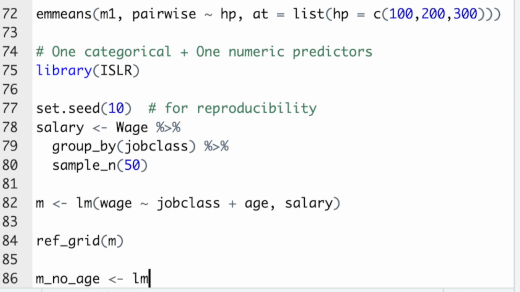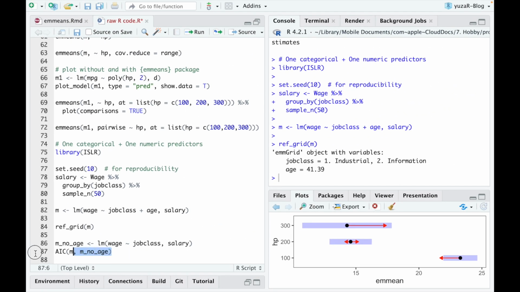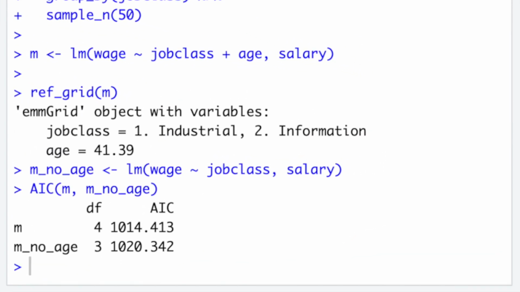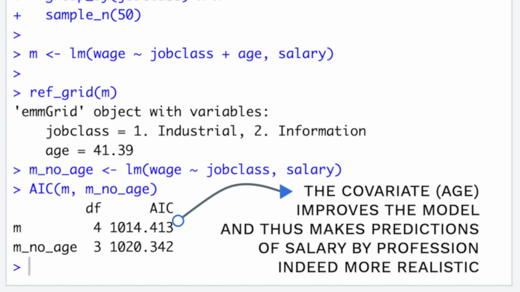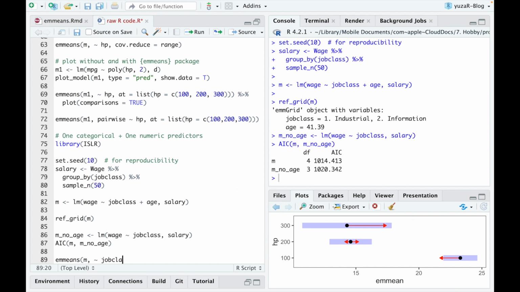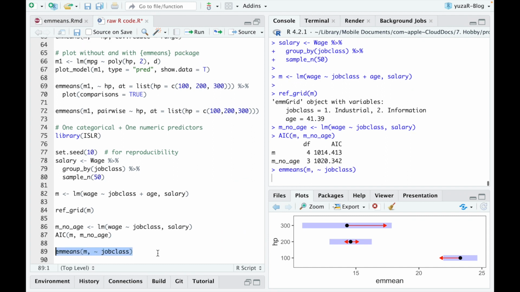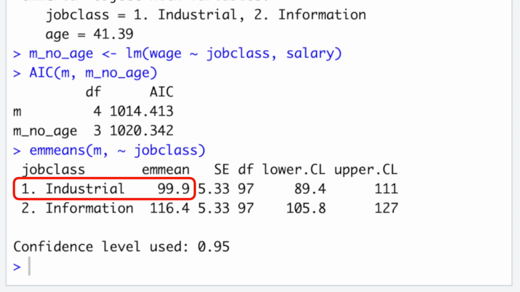If you wonder whether we really need any covariate at all, you can compare the Akaike information criterion of a model with to the model without this covariate. The lower AIC of the model with age indicates that the covariate improves the model and thus makes predictions of salary by profession indeed more realistic. The average age of 41 years shows that industrial workers earn slightly below 100k, while the IT crowd earns over 116k, which is already a first insight into our question.